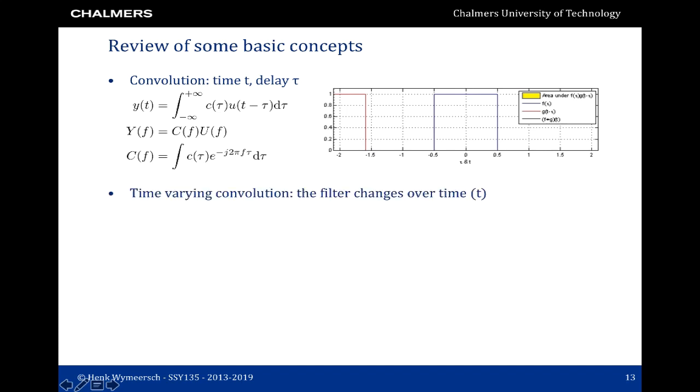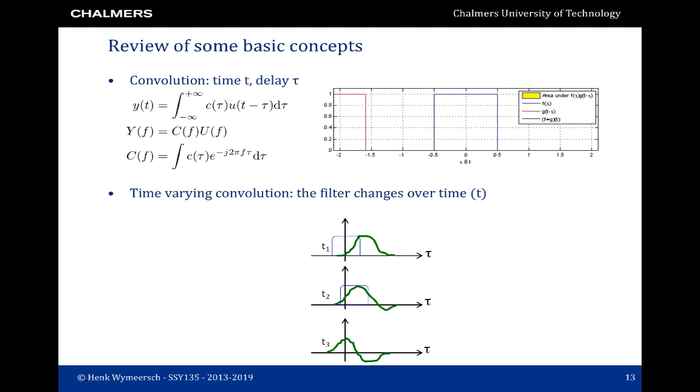When the channel is time varying, then things become a little bit more difficult. So here we have a channel C of tau at different time instances, t1, t2, and t3. And we see that the channel does not remain the same for all times. So we don't have C of tau, we have a channel C that depends on t and tau. And when an input signal goes through this, then at different times it will see different channels.